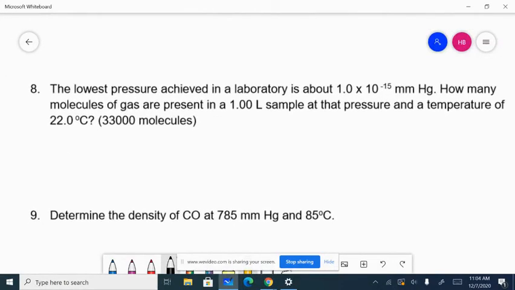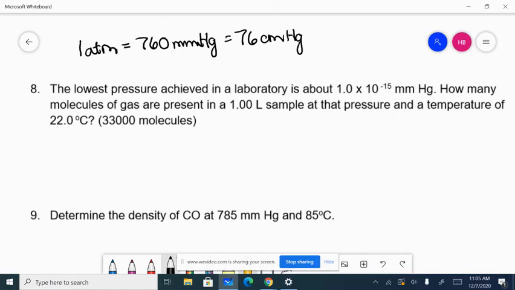The lowest pressure achieved in a laboratory is about 1.0 times 10 to the minus 15 millimeters of mercury. Millimeters of mercury is actually taking a ruler and measuring the height of a column of mercury on a barometer. So millimeters is typical in measuring how high it goes. You can also see centimeters of mercury. So 1 atmosphere is equal to 760 millimeters of mercury, or 76 centimeters of mercury.